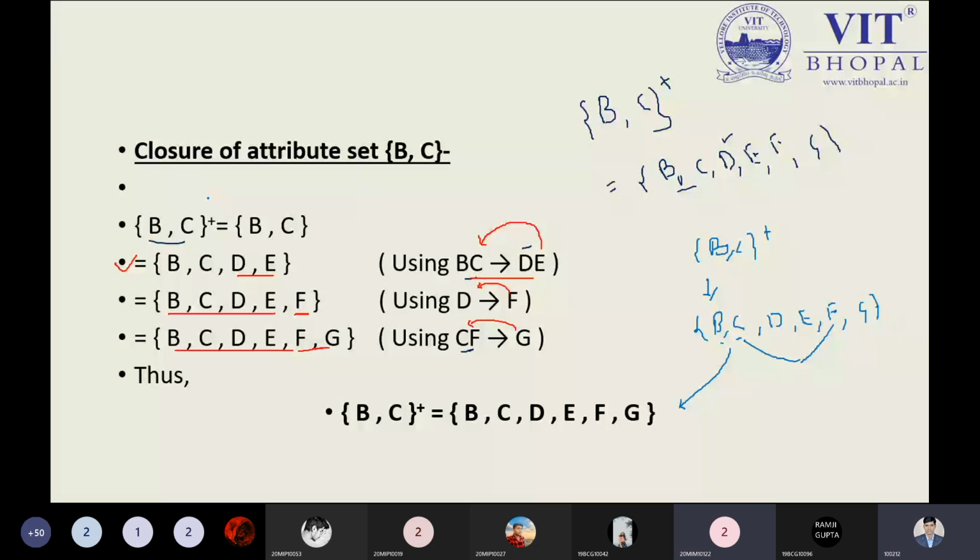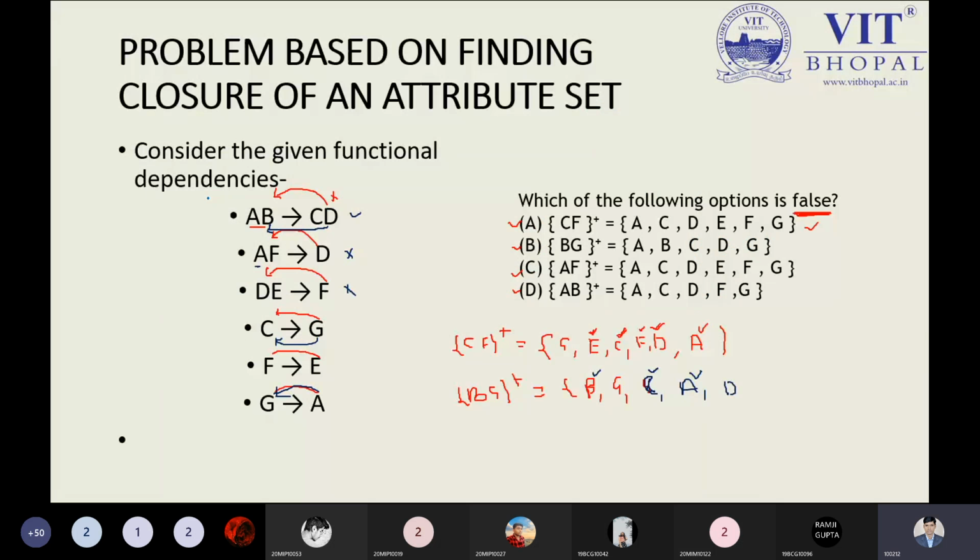Yes, sir. Okay. So this problem I'm sharing with all right now, and tell me, out of these four options, C, F closure, BC closure, F closure, and AB closure, these are the four different closures given, which one is false? You can use all these: AB determines CD, AF determines D, D determines F, C determines G, F determines E, and G determines A. You can take 2-3 minutes to solve this problem.